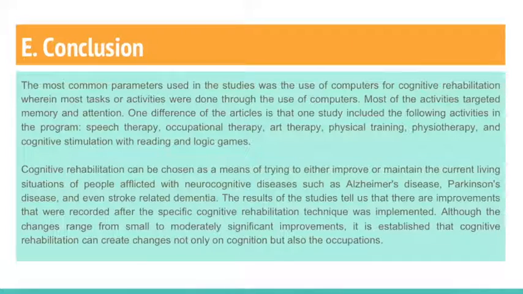Cognitive rehabilitation can be chosen as a means of trying to either improve or maintain the current living situations of people afflicted with neurocognitive diseases such as Alzheimer's disease, Parkinson's disease, and even stroke-related dementia. The results of the studies tell us that there are improvements that were recorded after the specific cognitive rehabilitation technique was implemented. Although changes range from small to moderately significant improvements, it is also established that cognitive rehabilitation can create changes not only in cognition but also in occupations.